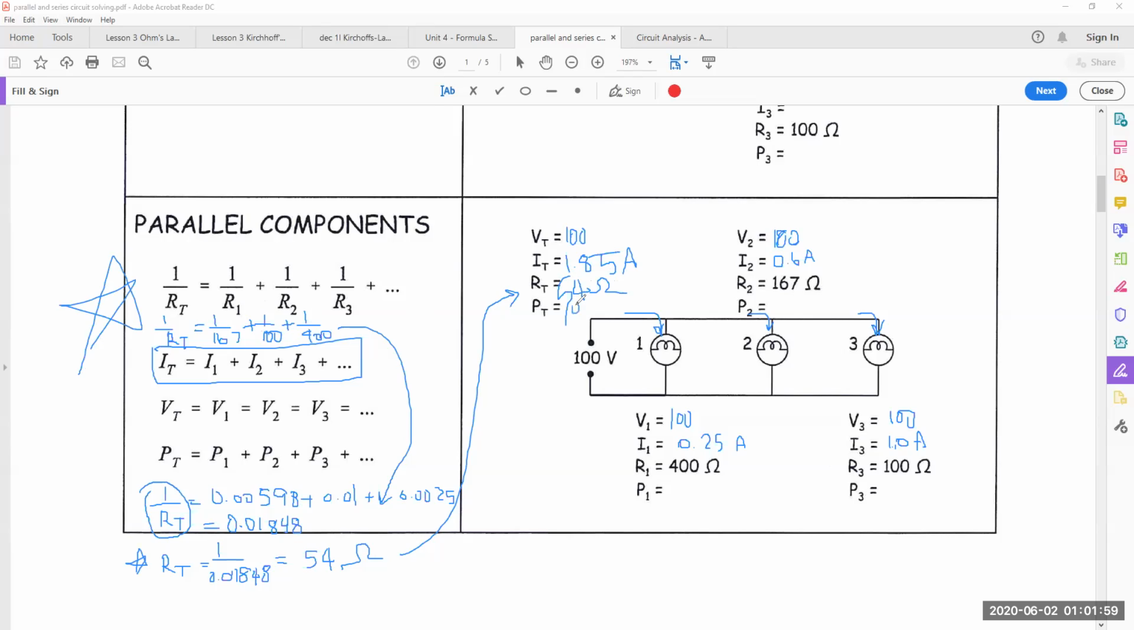So now power again, V times I. So the answer is 185 watts. Power here, 60 watts. 125. Again, power is V times I. And this one is 100 watts. Now, in a parallel circuit, again, power is P1 plus P2 plus P3. So we add all of these powers, and they end up being my total power.